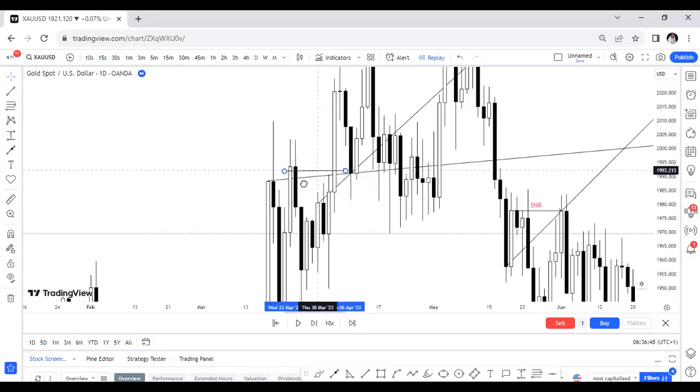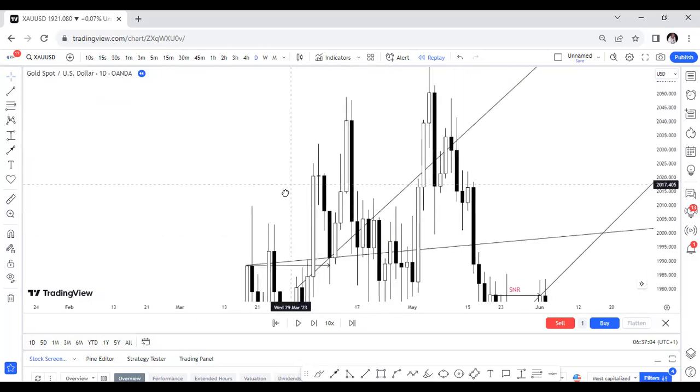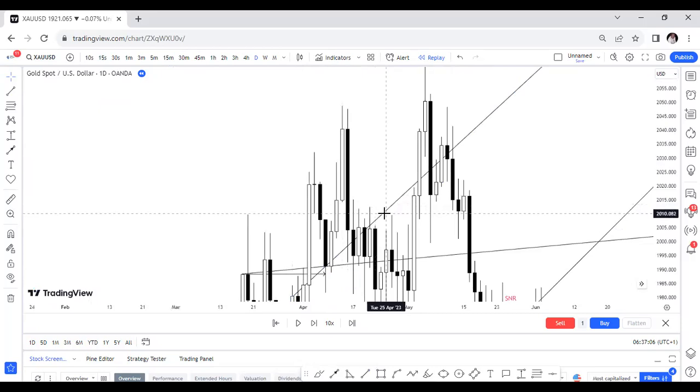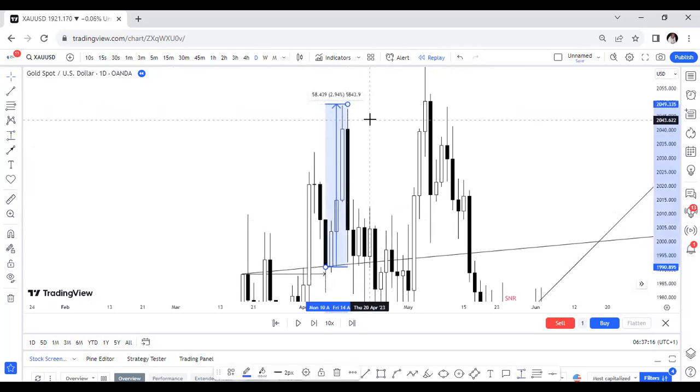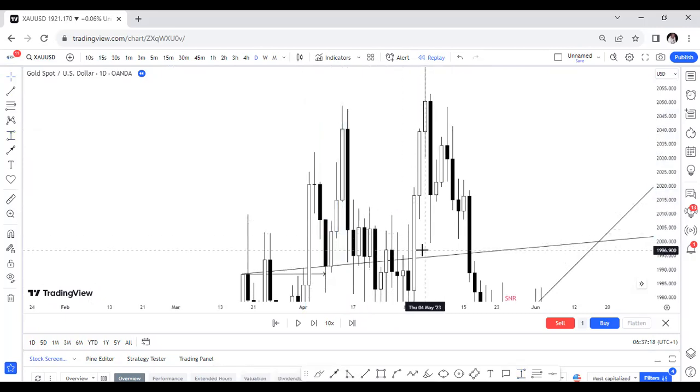Then you have another, this here. I connect it. So can you see that? So this is the first trend line. This is the second trend line. Connect together here. Then you have your SNR below it. Then we have another one here. And you see a big move there. So this place is almost about 564 pips. Just like that. For 3 days.